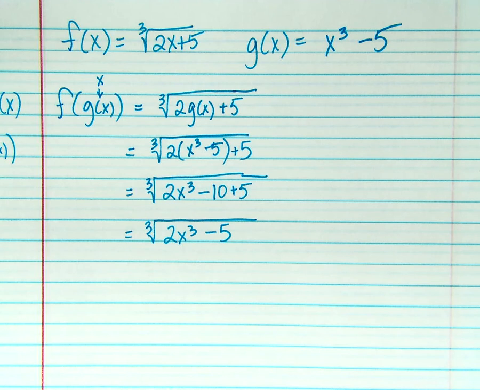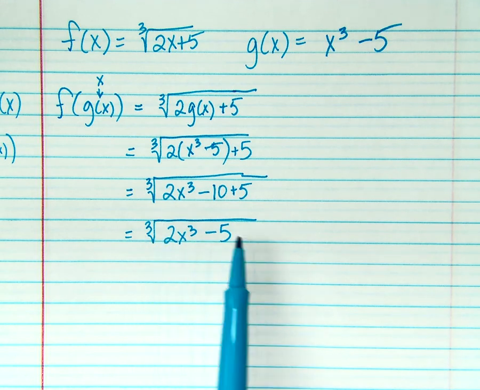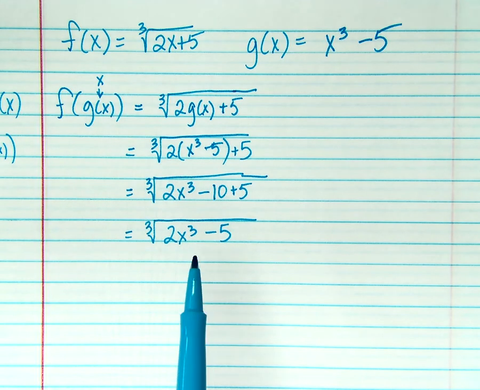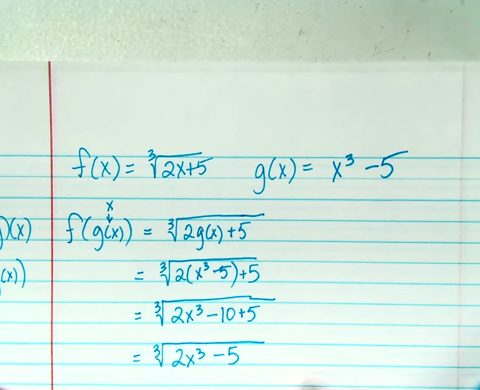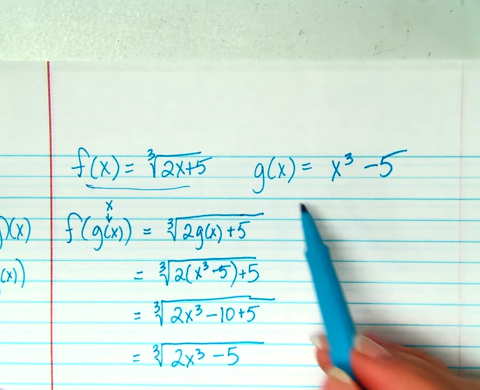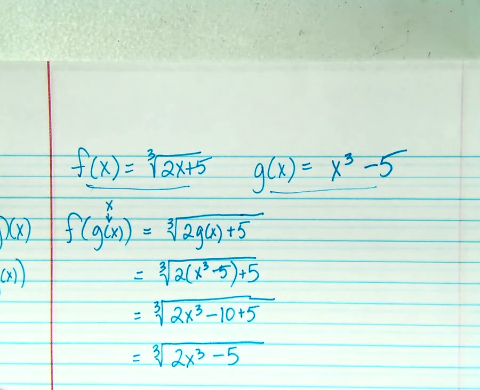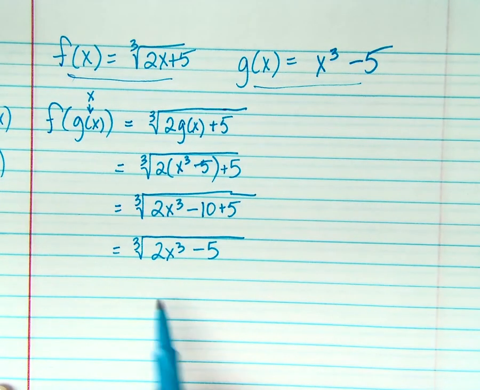What do I want to get right here? Good guess. What do I want to get right here when I do f of g of x? I want to get x, don't I? Did I get x? So what does that mean? They're not inverses. Okay?